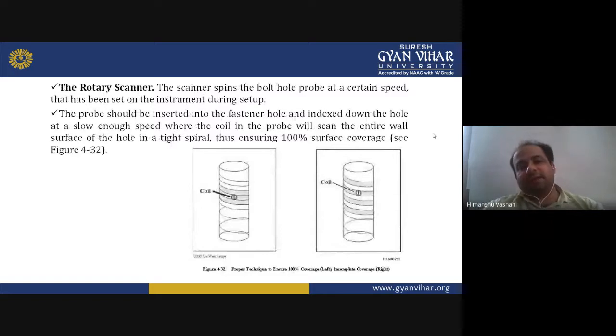Now the rotary scanner. You can see in the diagram also the scanners. The scanner spins the bolt hole probe at a certain speed that has been set on the instrument during setup. The probe should be inserted into the fastener hole and indexed down the hole at a slow enough speed where the coil in the probe will scan the entire wall surface of the hole in a tight spiral, thus ensuring 100% surface coverage.